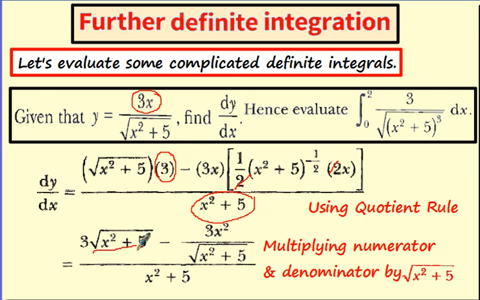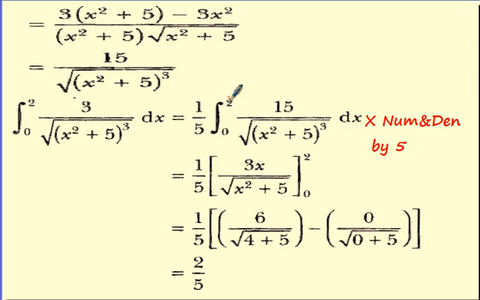Now we can take LCM, or we can multiply numerator and denominator by square root of x square plus 5. So it shifts here, so it becomes 3 into x square plus 5, 3 in bracket, and this comes down. So the next step will be 3 in bracket x square plus 5 minus 3x square, and then we can simplify it. 3 5s are 15, 3x square minus 3x square gets cancelled. Down we have square root of x square plus 5 the whole cube, because it is like x into root x.